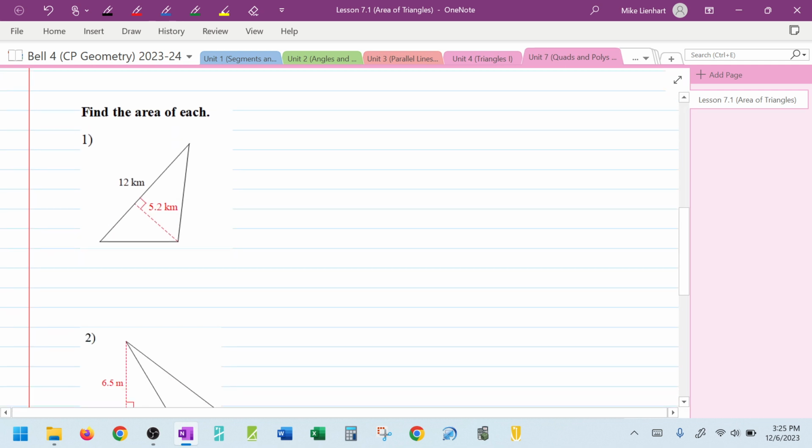Okay, so if I take a look at this problem, I know that my base is going to be this 12. I know that my height is going to be this 5.2. So to find the area, I'm going to write down area of a triangle equals base times height divided by 2. And I'm going to fill in what I know. I know that the base is 12. I know that the height is 5.2. I'm dividing that by 2. I don't know the area of the triangle, so that's what I'm trying to find. So I grab my handy dandy calculator.